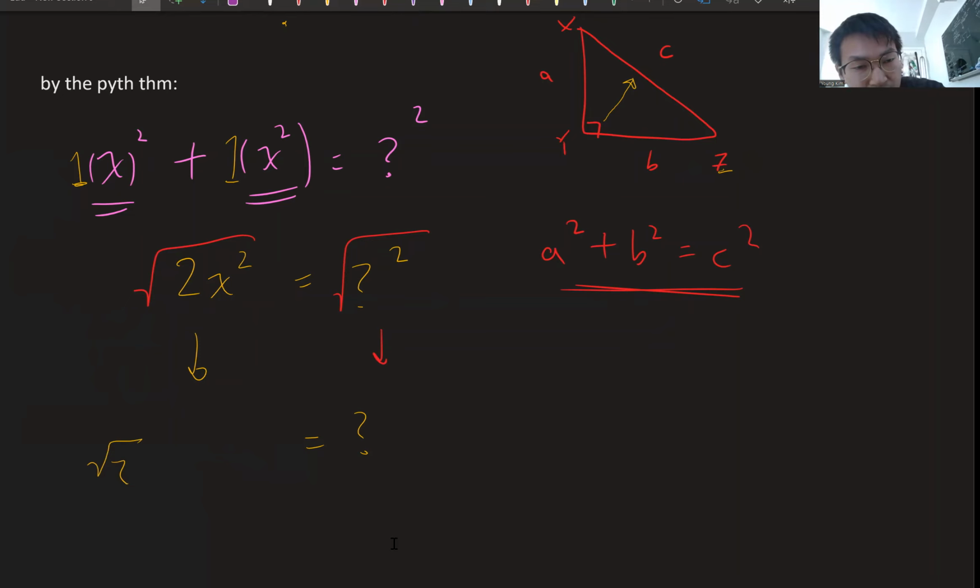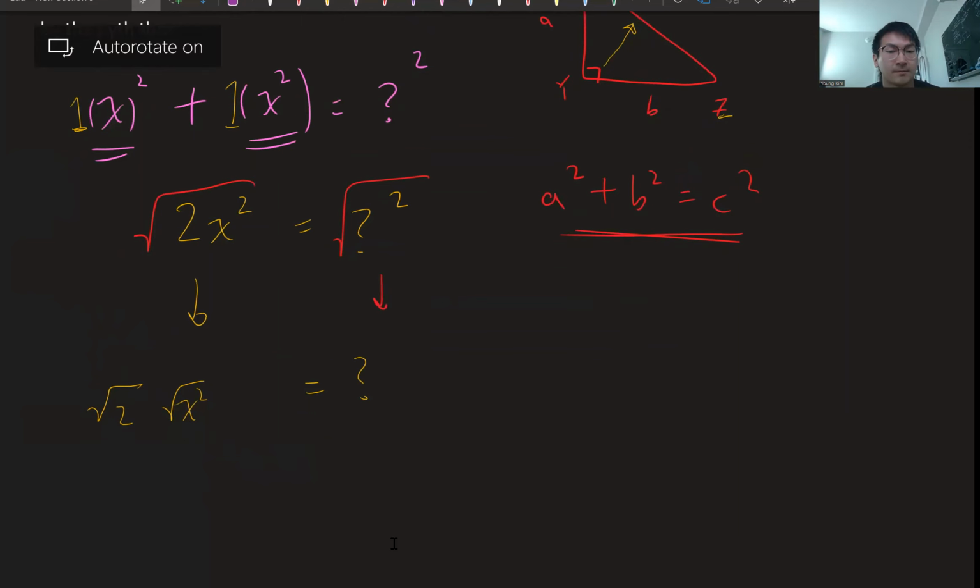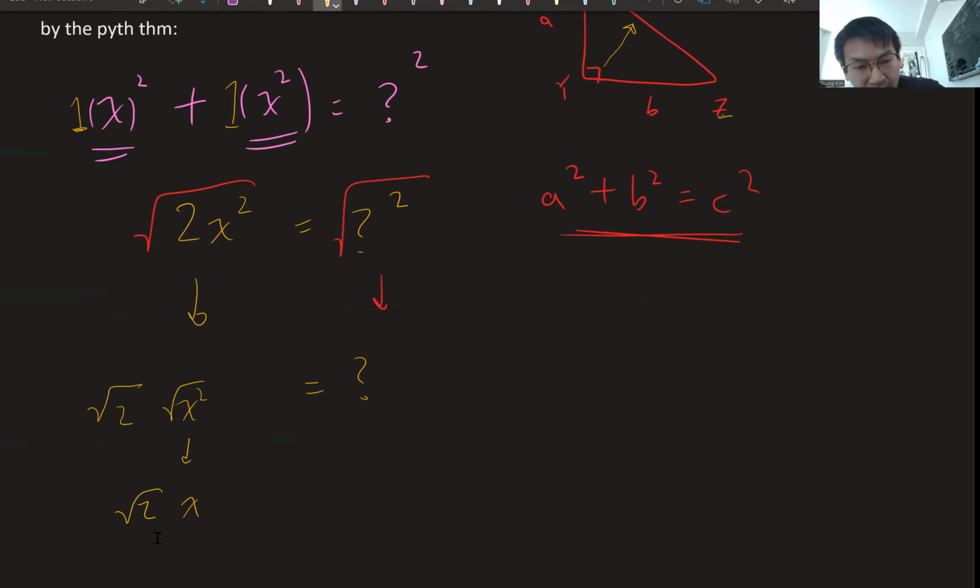So radical 2 times the square root of x squared. Okay, so that's the hypotenuse. And now this square root of x squared, we said that when you take the square root of a square, that just gives you x. So this is x, and then this front part is square root of 2. So square root of 2 times x is equal to the question mark.